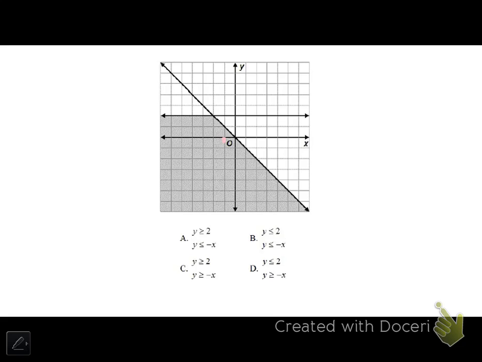Okay, let's do negative 1, 0. Let's plug it into A, so 0. Okay, so 0 isn't greater than 2, so we can eliminate this one and this one. Let's plug it into B. 0 is less than or equal to negative 1. Well, if we put a negative in for negative x, it goes to positive, so this one is my answer.